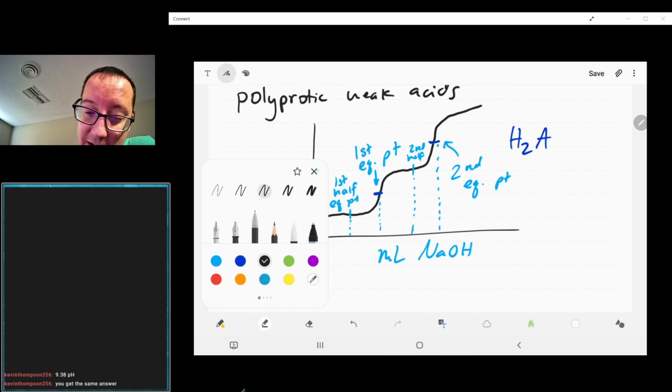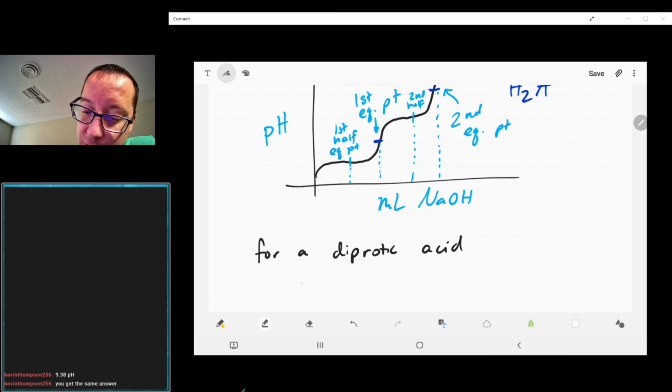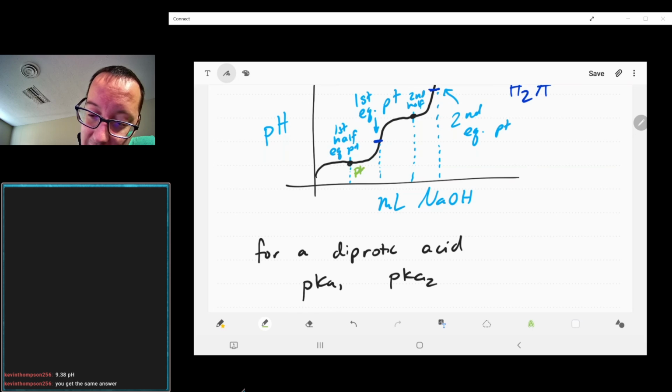So for a diprotic acid, we of course have pKa1 and pKa2. At these half equivalence points, we're going to have the pH equal to those pKa's. So we can really just look at these individually. This would be pKa1, and this would be pKa2 up there, at those black dots at your half equivalence points for each proton.